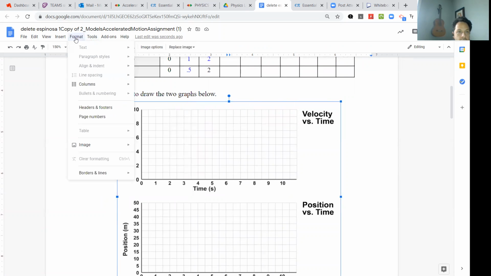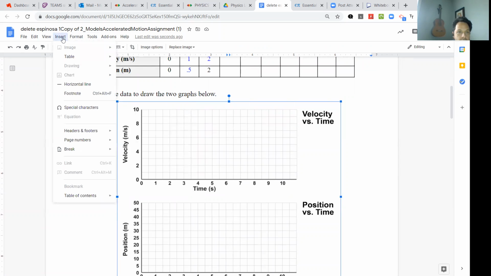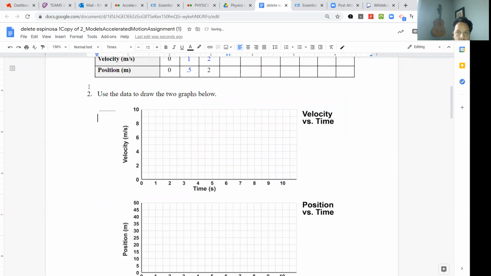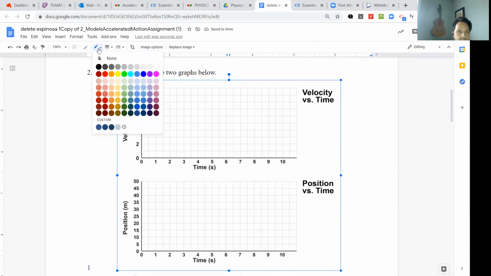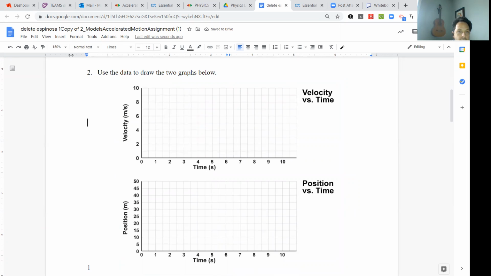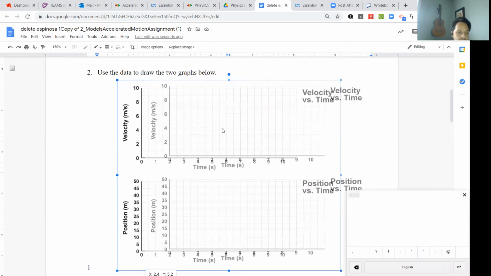Tools. Isn't there a way to insert a drawing or something? No. It'd be nice if I could just draw on these things. Let's see, border color, highlight color. What's this? Input tools. Why can't I just draw on here?